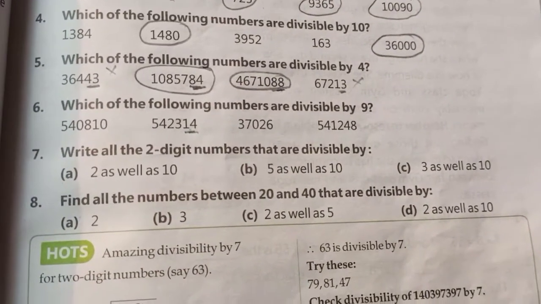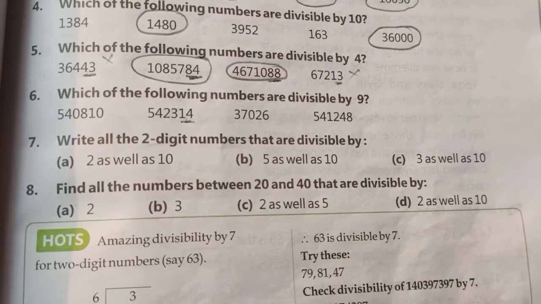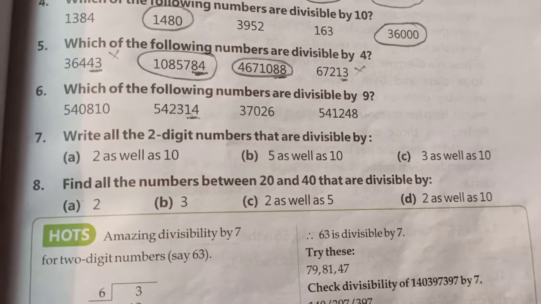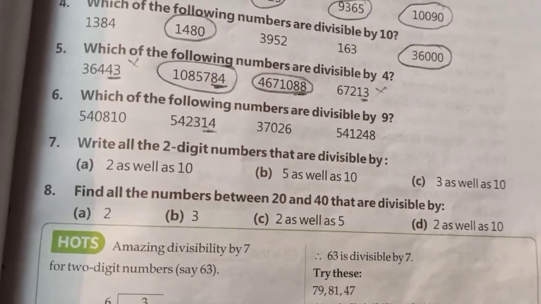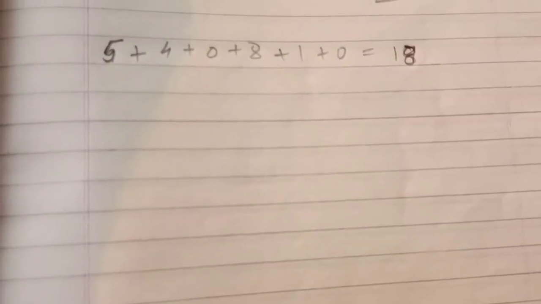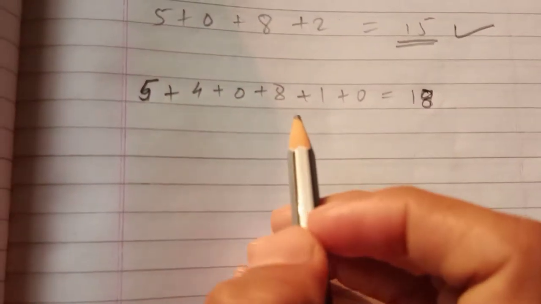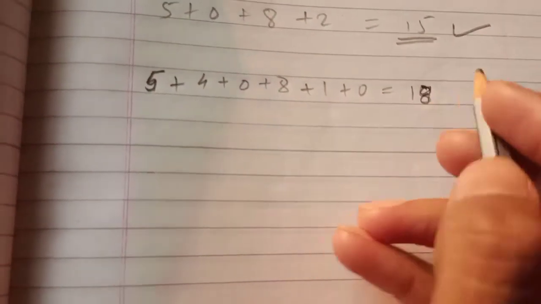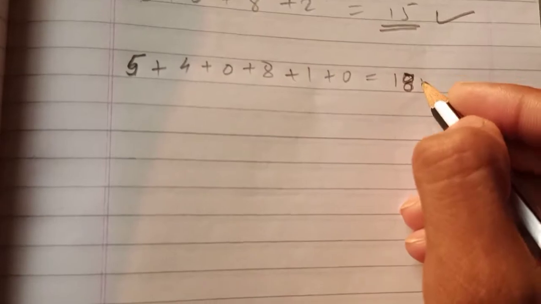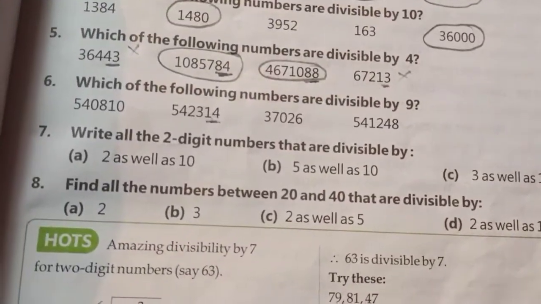The first one, 5,40,810. First of all, we have to add these digits. So here it is 18. 5 plus 4 plus 8 plus 1 plus 0 equals 18. And 18 is divisible by 9. It means the given number is divisible by 9.